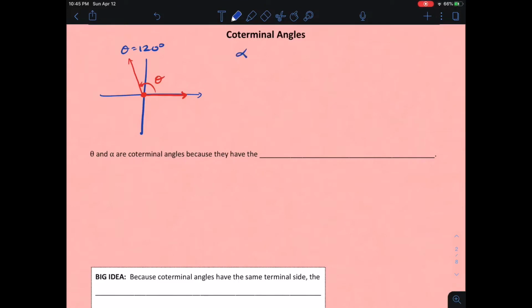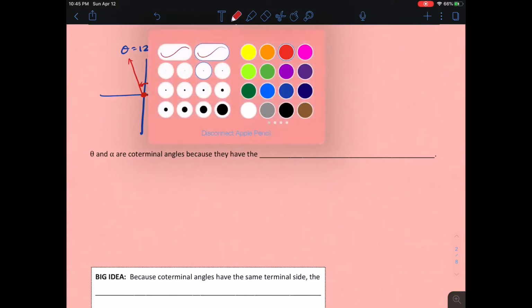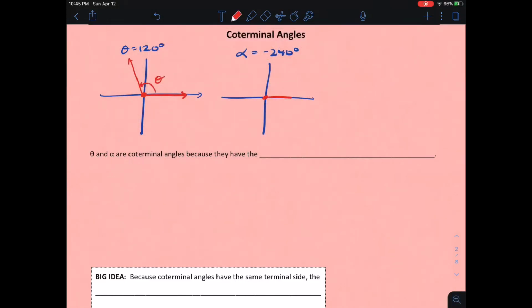I'm going to draw another angle that's coterminal to theta, negative 240 degrees. Standard position as usual. And because this angle is negative, we're going to move 240 degrees clockwise. So this is 180. Then I need to go 60 degrees more. And it'll look something like this. This will be alpha.